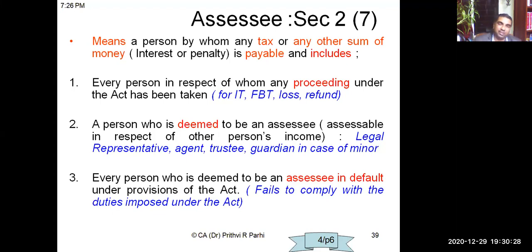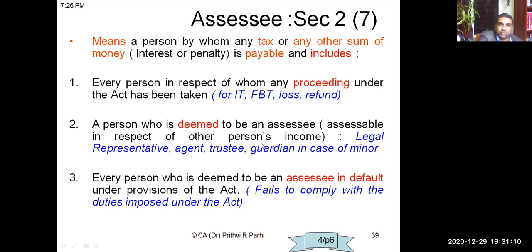And in addition to that, assessee includes, first one, every person in respect of whom any proceeding under this act is taken. That means if any proceeding is taken, meaning if some case is going on, maybe his assessment has been selected for scrutiny, some income tax case is going on, then that person is an assessee. Even if nothing is payable, but his assessment proceeding is going on, that person will be treated as an assessee.